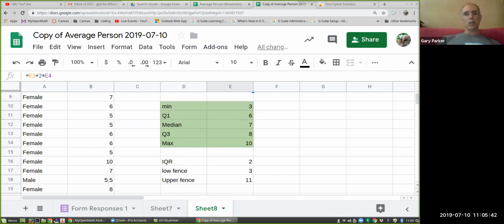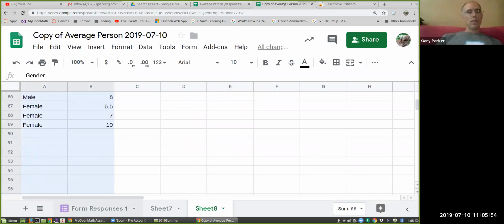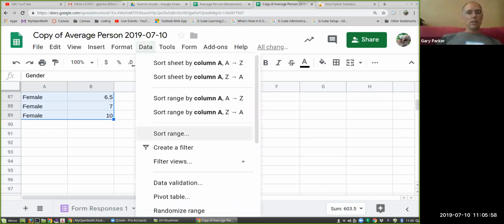So I probably should sort this data. When you have data that has multiple columns, you need to highlight all relevant columns, including the titles. And then you want to go to your Data tab and choose Sort range. Say it's got a header row, then pick which column you want to sort by, and I'm going to sort from smallest to largest.